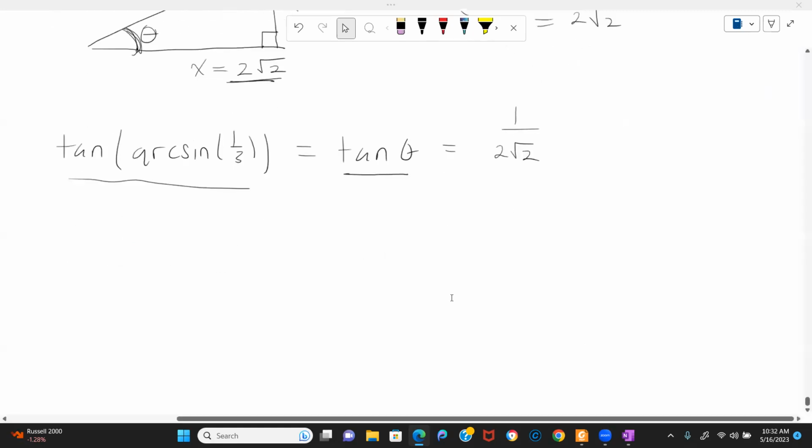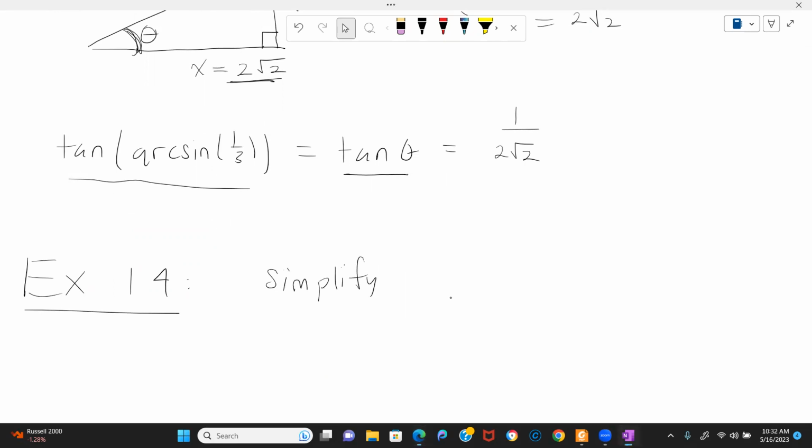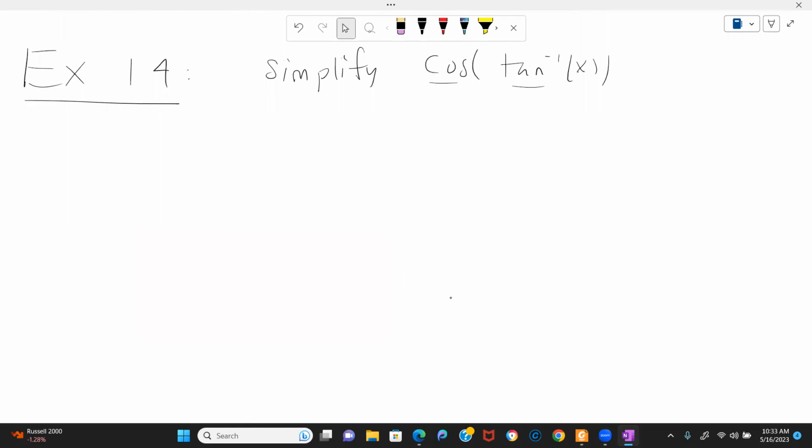All right, so let's go through this example together. Example 14. So this is kind of like the example we went through. What we want to do is simplify cosine of tan inverse of x. So we want to take a trig function of an inverse trig. So the best way to do this is to set up a triangle.